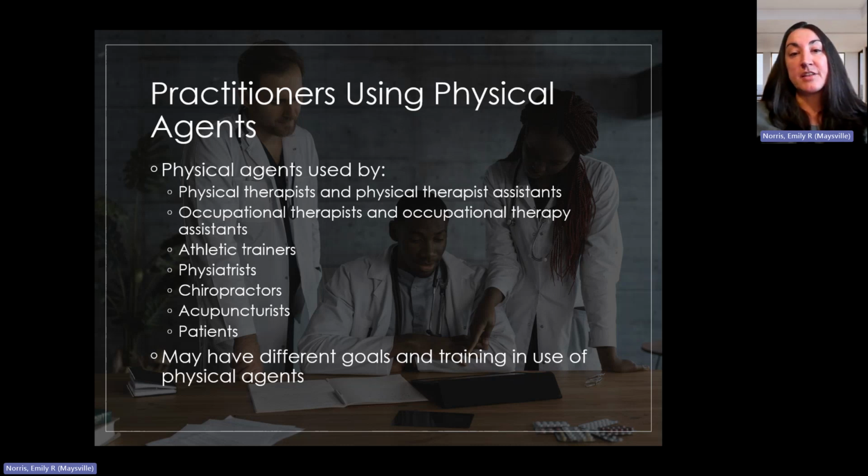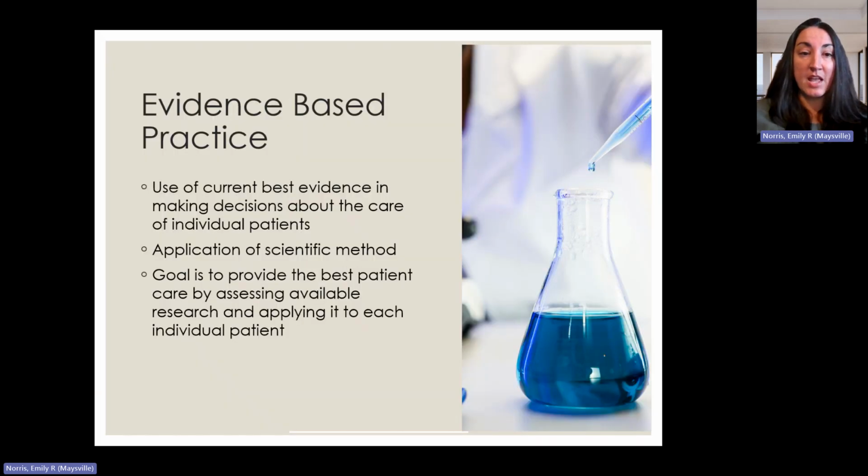Who all can use modalities? PTs, OTs, athletic trainers, psychiatrists, chiropractors, acupuncturists, and even patients themselves, especially lately, those massage guns and home TENS units and different things are becoming more and more popular. So each person may use them for a different purpose or may have different parameters or different goals that they're working towards, but all types of people can use those modalities.